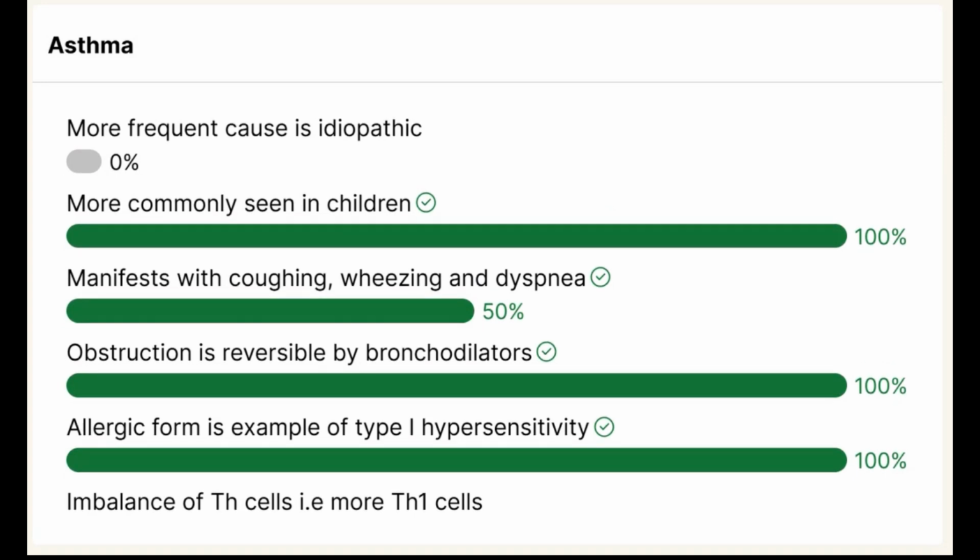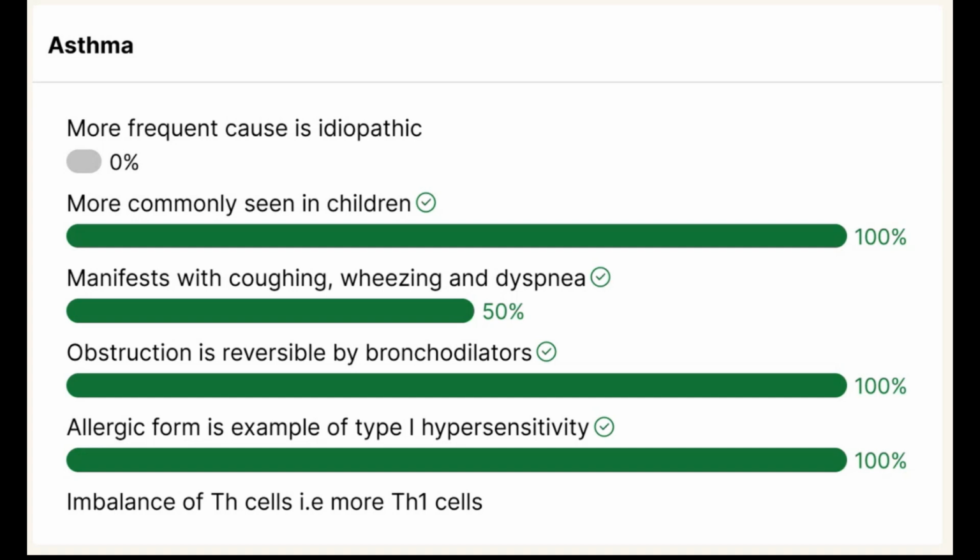So for asthma, the more frequent cause is actually allergic, not idiopathic, and it is more commonly seen in children. It does manifest with coughing, wheezing, and dyspnea, and those are the characteristic symptoms of asthma. And the obstruction is usually reversible by bronchodilators, and that is why people who are asthmatic are given these inhalers that contain bronchodilator medications, so that in case they have some sort of exacerbation, they can use that to get momentary relief.